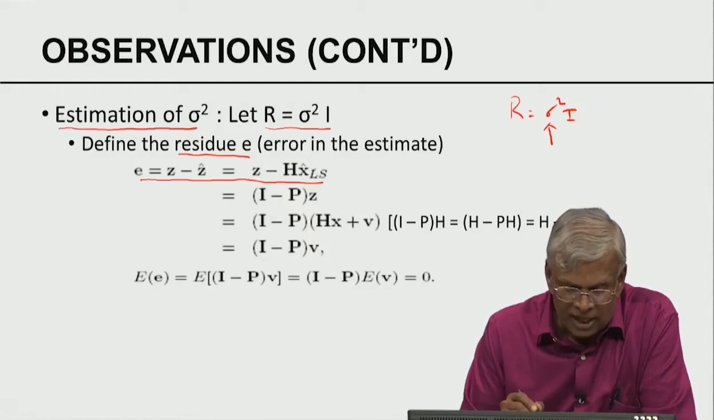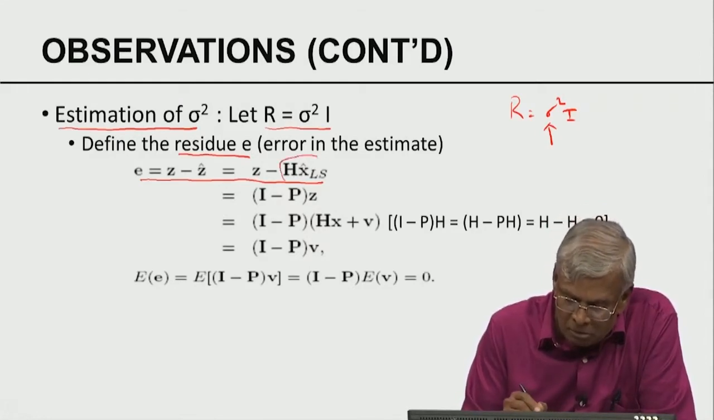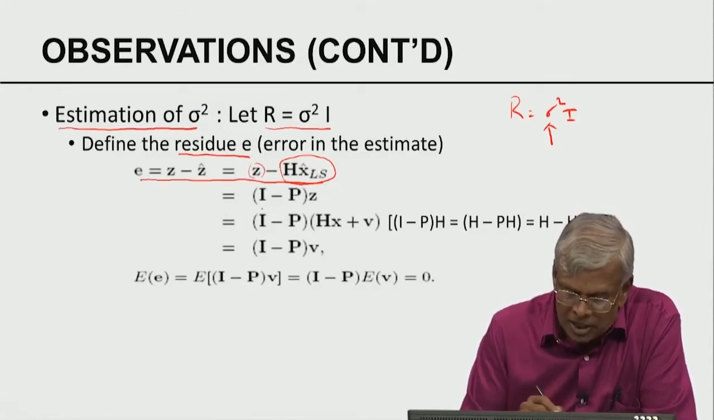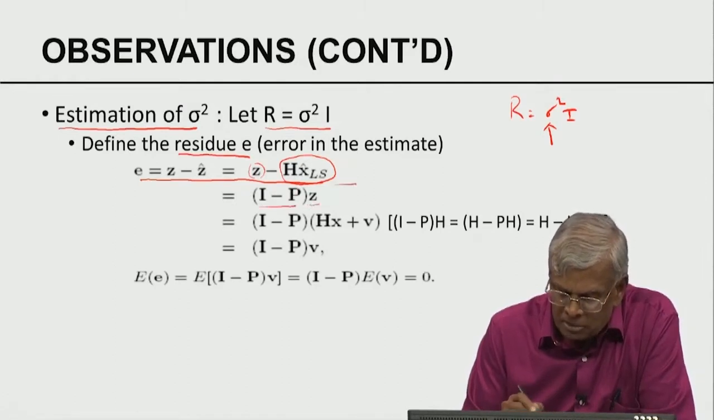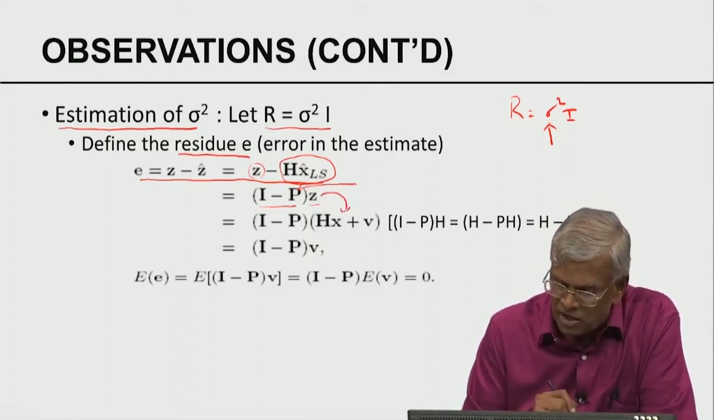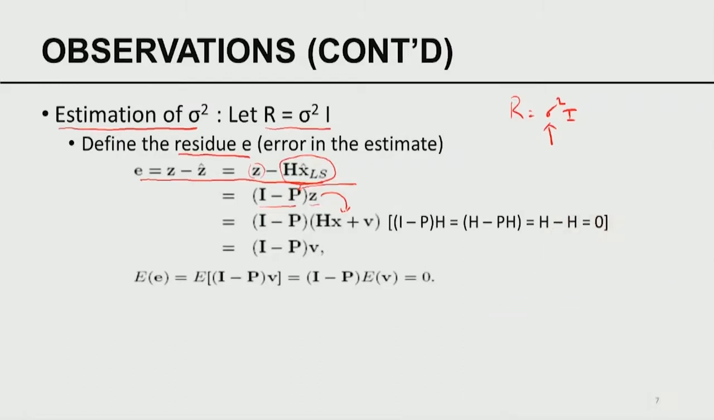So Z minus H of X, this is the model counterpart, this is the actual observation, the difference is the error. I can express this error as I minus P times Z, where P is the projection matrix, which we have already talked about in the last slide. I can substitute for Z as HX plus V. And if I do the multiplication, it turns out that this error is equal to I minus P times V, because of the algebra that is given in here. While the product should have 4 terms, the product of I minus P with HX becomes 0 because of the argument in here. I'm going to leave it to you to enjoy the argument.